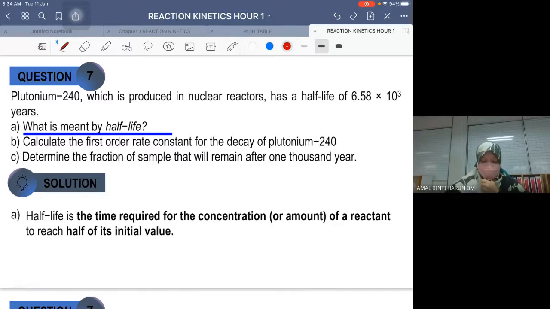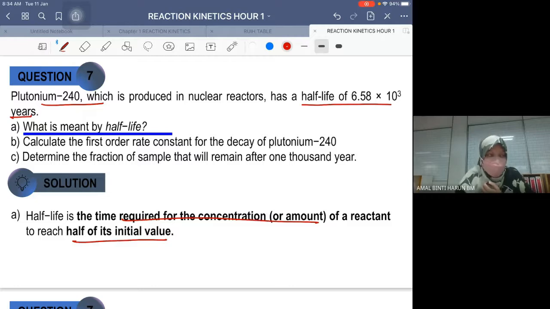Okay. Nombor 7. Which is produce plutonium, produce nuclear reactor, half-life. Half-life dia dalam unit tahun. What is meant by half-life? Time required for the concentration of amount of the reactant to be half of its initial value. Maksud untuk dia menjadi separuh daripada nilai asal dia, concentration yang asal. Calculate the first order rate constant for the decay of plutonium. Maksudnya dia nak cari apa? First order rate constant.